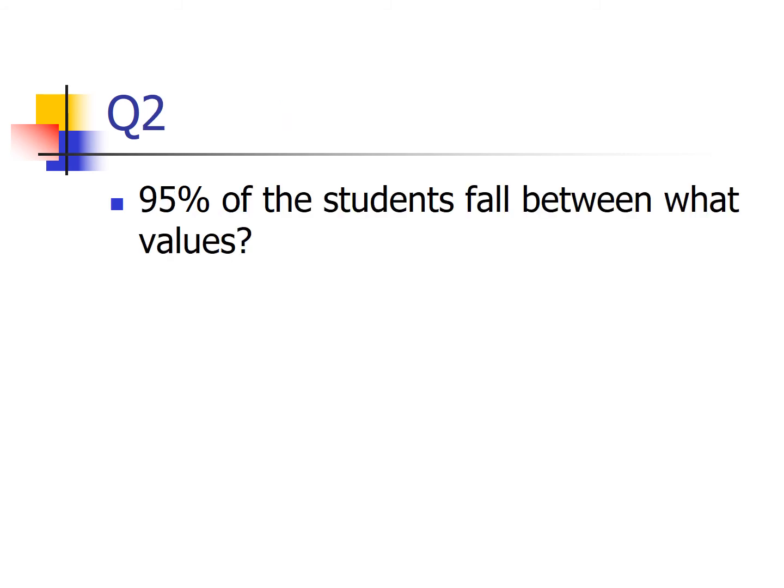This is a bit of a backwards question. So 95% of the students fall between what scores?